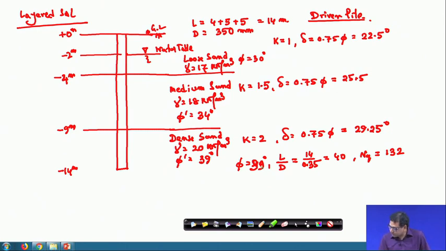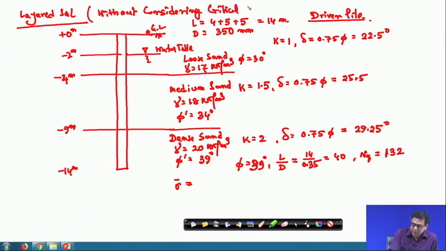So, from this chart the value will be around 132. So, I have taken 132. Now the sigma bar. I am solving this without considering critical length.